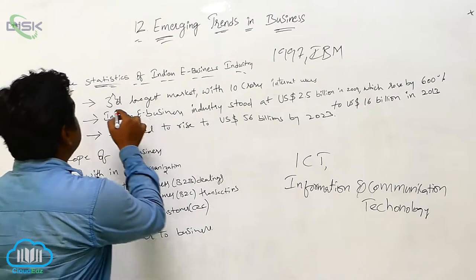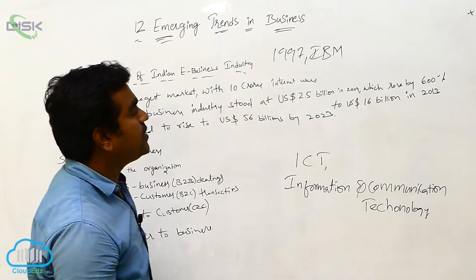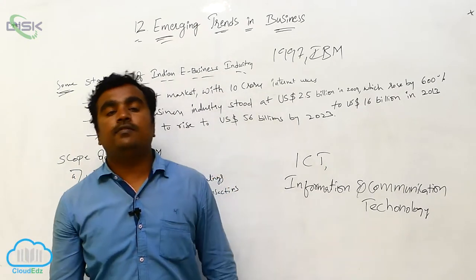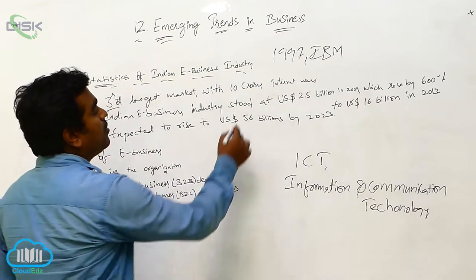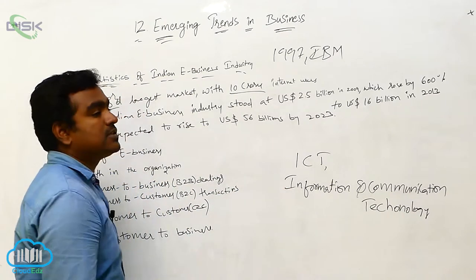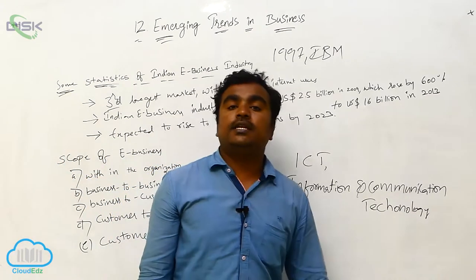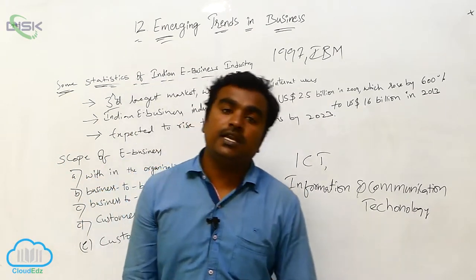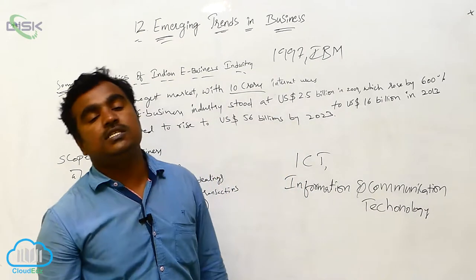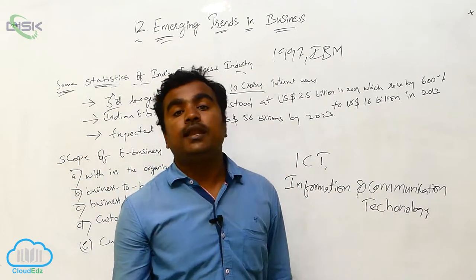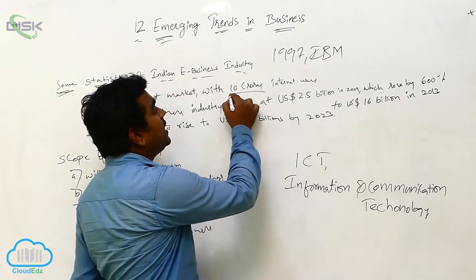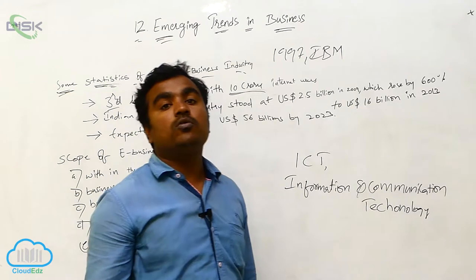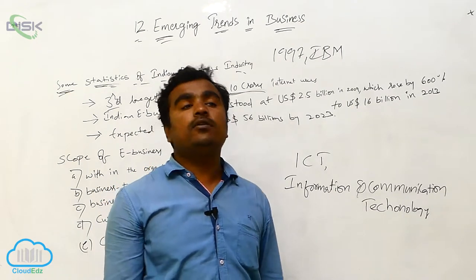So now it is the third largest market. India is regarded as the third largest market for e-business, with 10 crore internet users. Here in India it is rated as the third largest in the world, because the internet users are 10 crores.